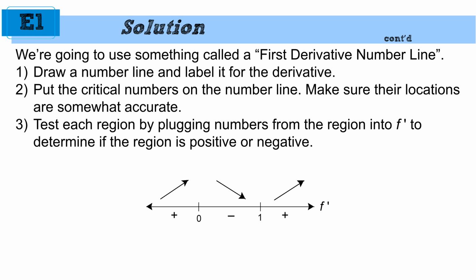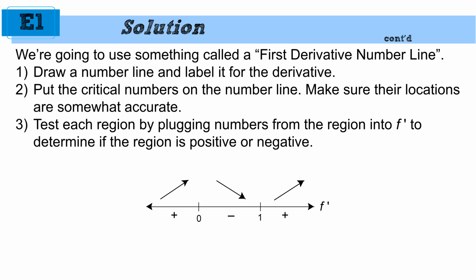The arrows indicate the direction of the graph. So obviously, from negative infinity to 0, the function is increasing because the arrow is going up. From 0 to 1, it's decreasing. Now you might be saying to yourself, Self, why can't we just write increasing and decreasing in there? You can, but what I have found is that by drawing the arrows, it helps you get a feel for what the function looks like.